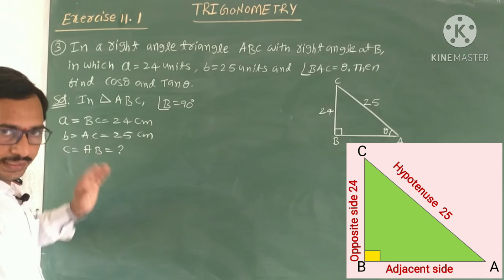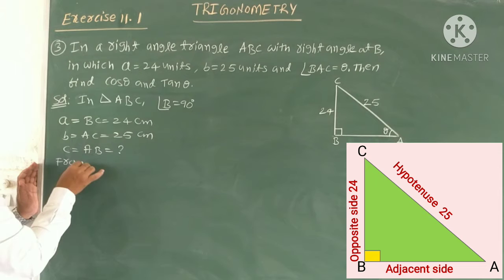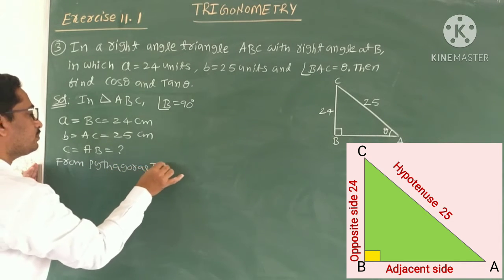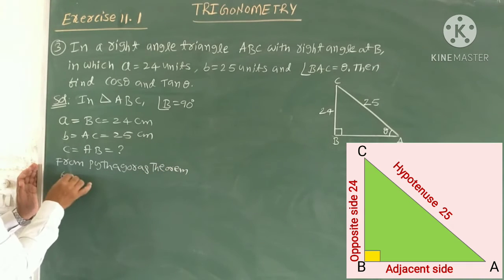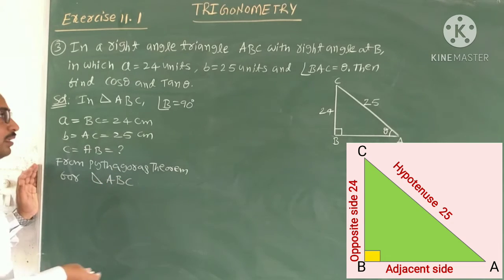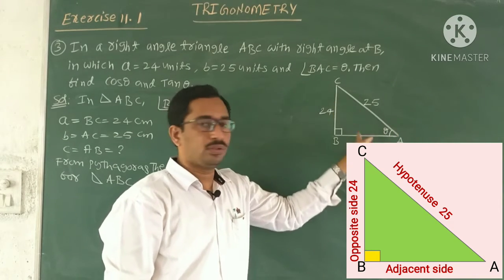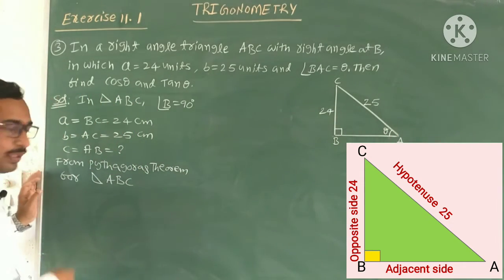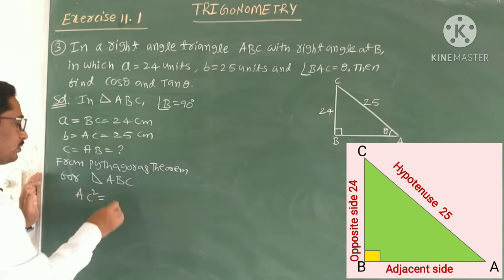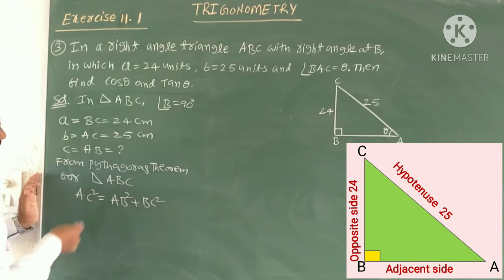Now ABC is a right angle triangle, so we can apply the Pythagoras theorem. For the right angle triangle ABC, the longest side square equals the sum of the squares of the remaining two sides. So AC square equals AB square plus BC square. Substitute the values.